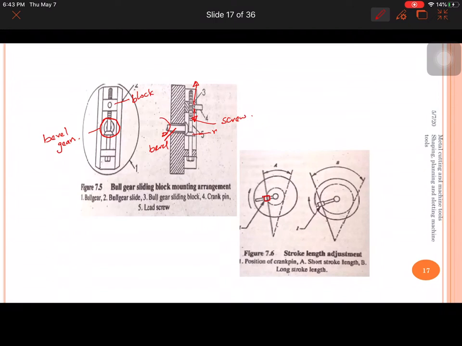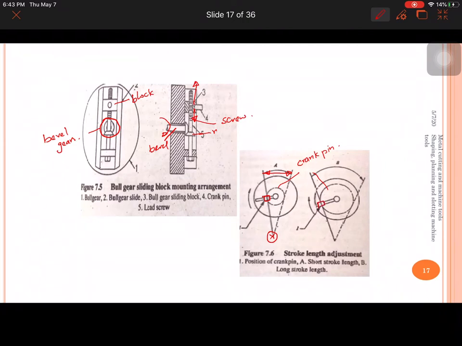Now if you see this particular figure, if this sliding block is very close to the center of the bevel gear, then this is what is called the length of stroke. So how can we decide the length of stroke? That is simply by drawing the tangent with respect to the pinion of the oscillating lever to the crank pin circle. These two are called the crank pin circles.